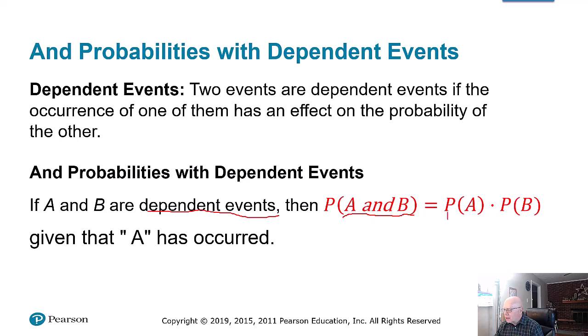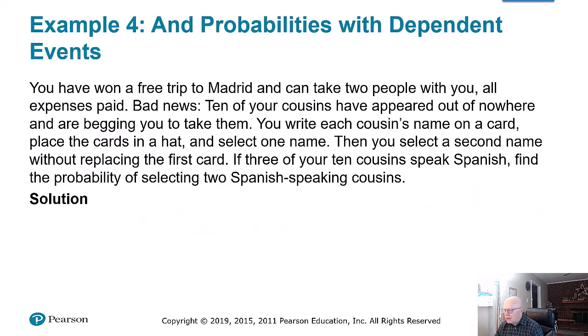Then you multiply the probabilities if this is the thing that changes it. A has already occurred. So take the probability that A happened, multiply it times the probability of B happening, and you can get it. So let's take a look at an example then.